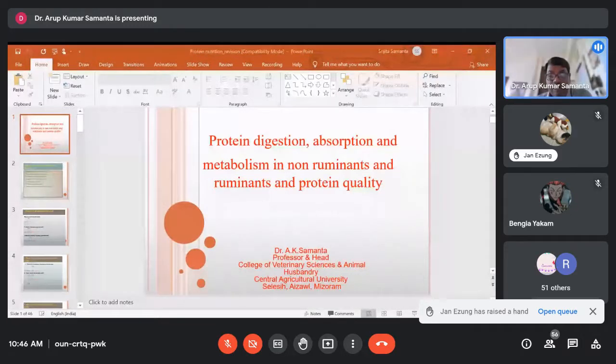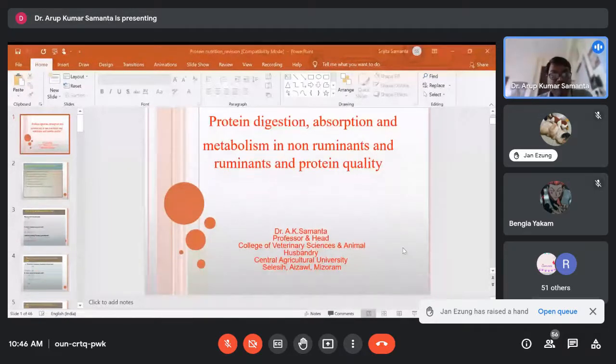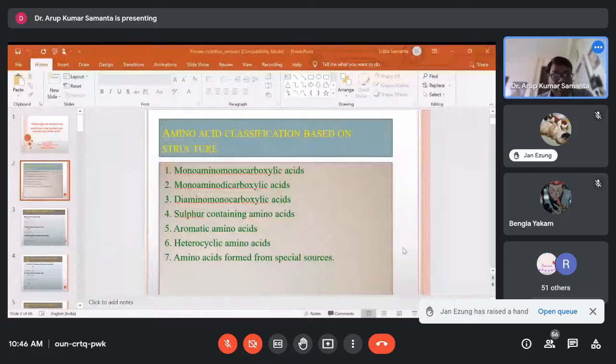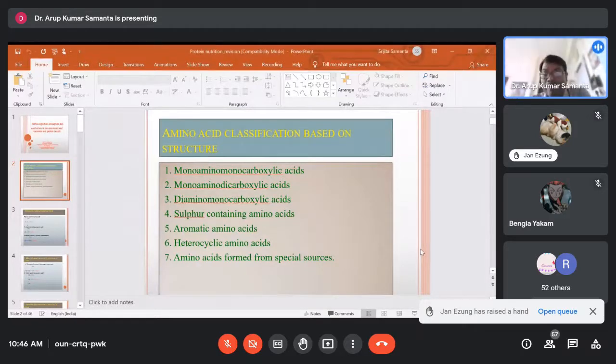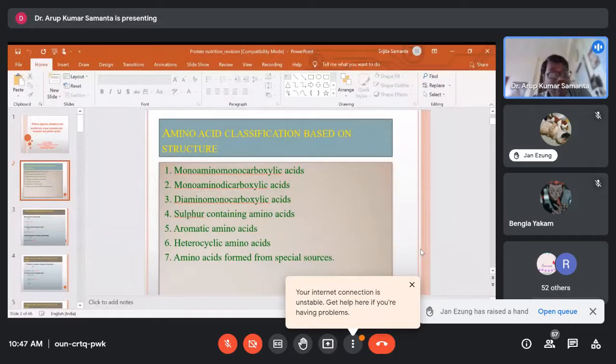Okay. Now, hurriedly, I'll go through the protein digestion part. Here, the first important questions asked are about amino acid classification. The first one is monoamino monocarboxylic acid. What does it mean? There will be one COOH group and one amino group. That means it will be neutral.